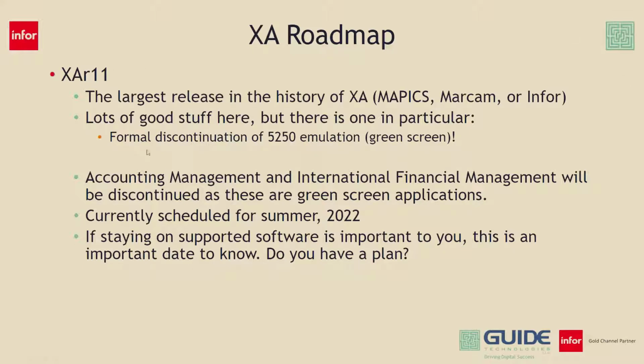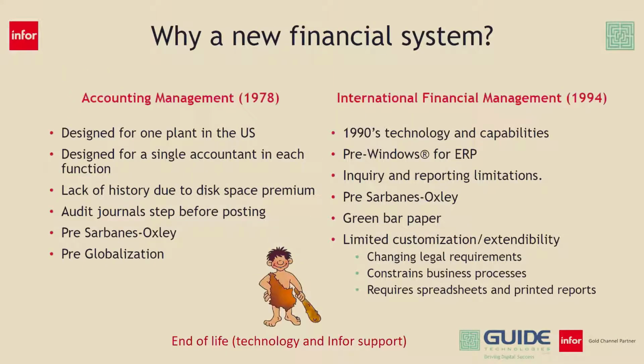So the key here, as I said earlier, accounting management and IFM are going away. This is something XA has not done in the past. They are discontinuing applications. Formal discontinuation of 5250. Now, as I say that, we all know that there's going to be rare exceptions. There's going to be things that aren't ready on day 1 of Release 11. There's going to be some functions that we have to do. In fact, I'll talk about 1 or 2 of them coming up, but I just want to make sure that you know this is real, and we have to get the plans in place.